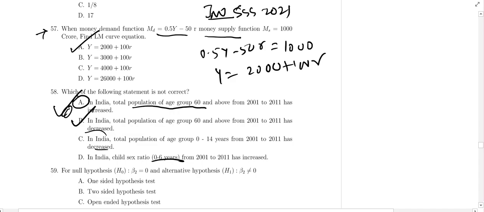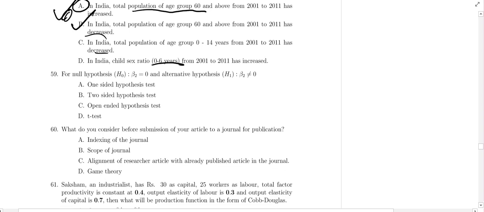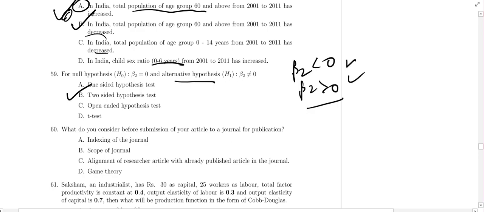B. 59: in the null hypothesis, beta 2 equals zero. The alternative hypothesis is two-sided, not equal to zero, so beta 2 can be less than zero or greater than zero as well. Okay, so it is a two-sided hypothesis.